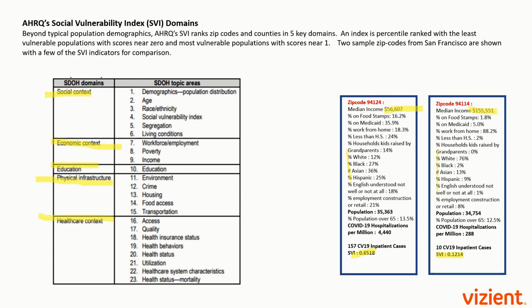Then we looked at hospitalizations using our database. COVID-19 hospitalizations per million, 4,440 versus 288.